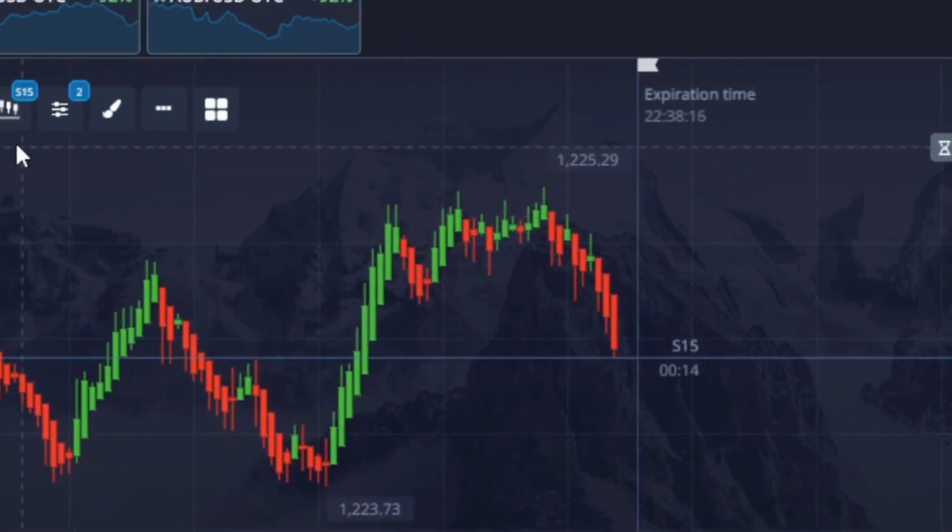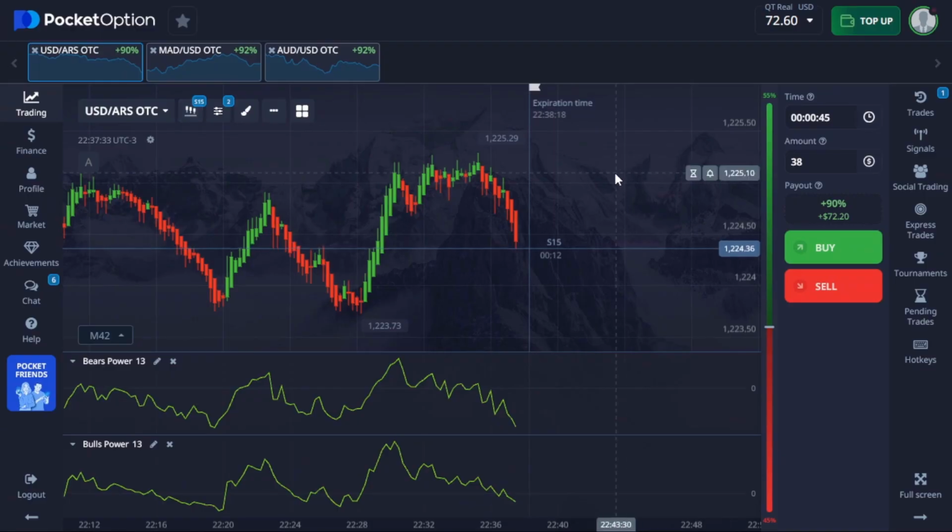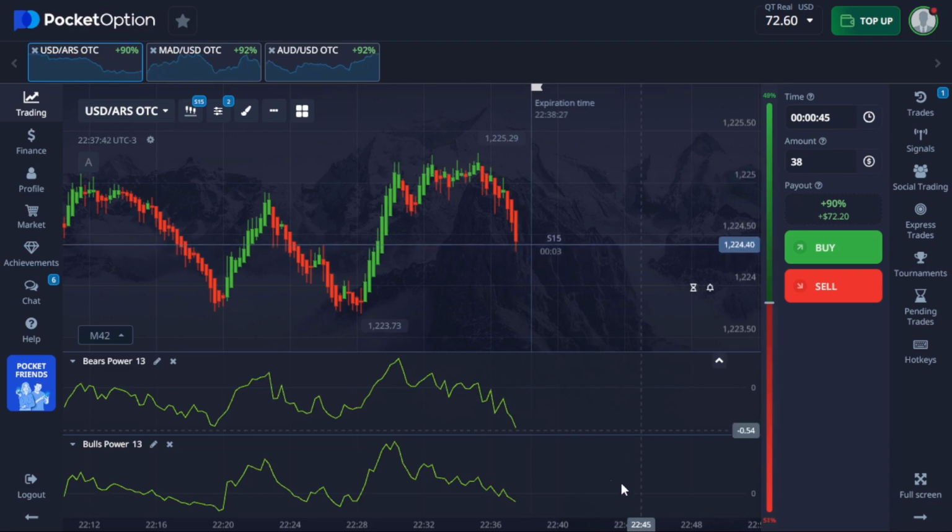But let's see, they finally gone. My analysis was correct on the downside, although I did suffer in the end. The movement is proving right, but as for the bull power, it's still falling.